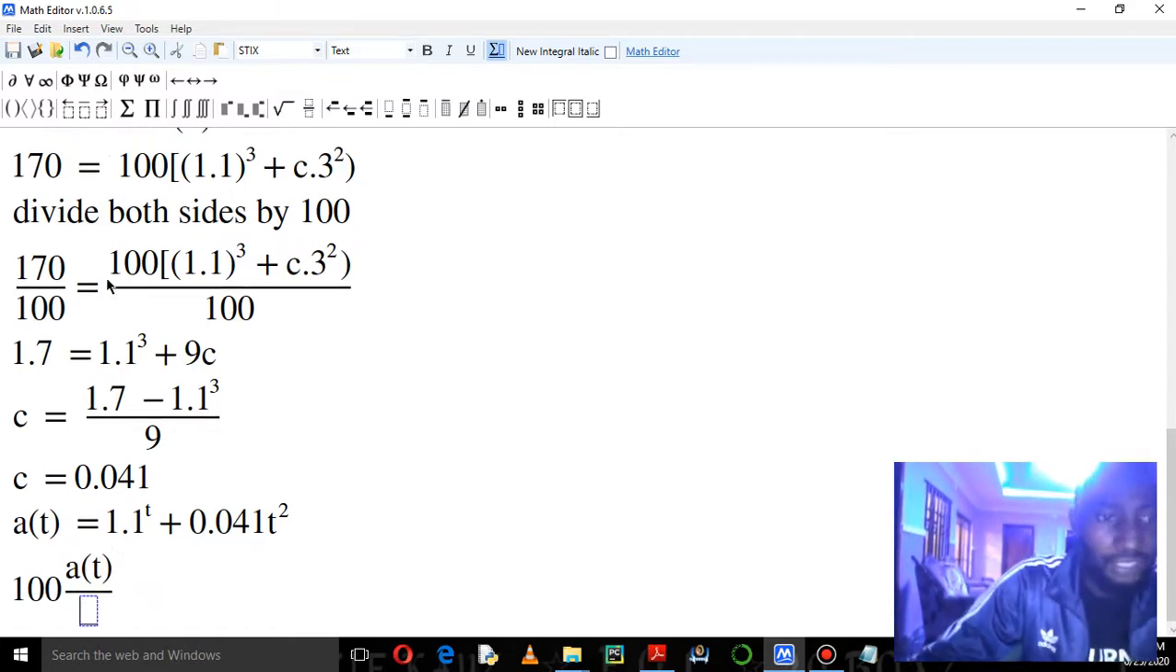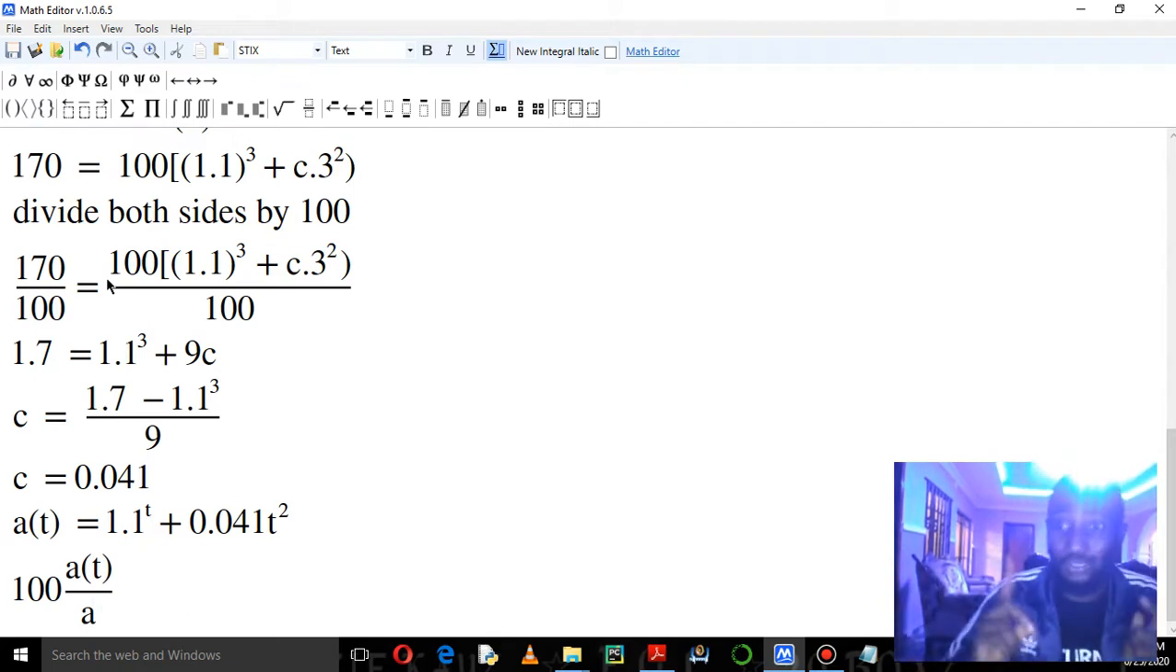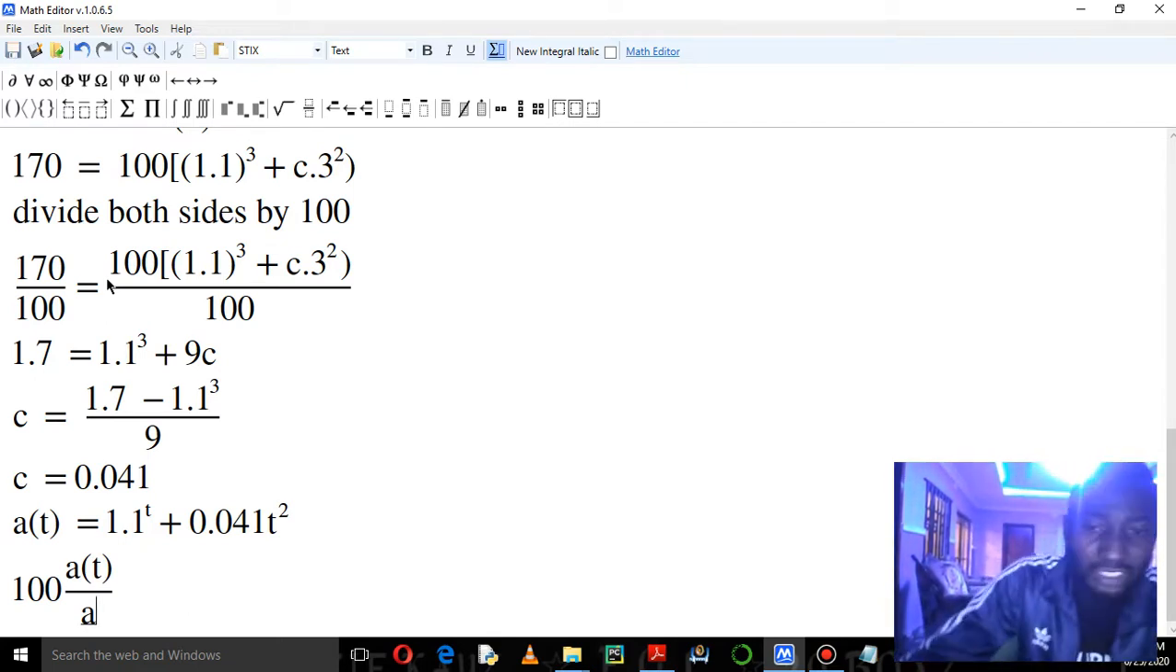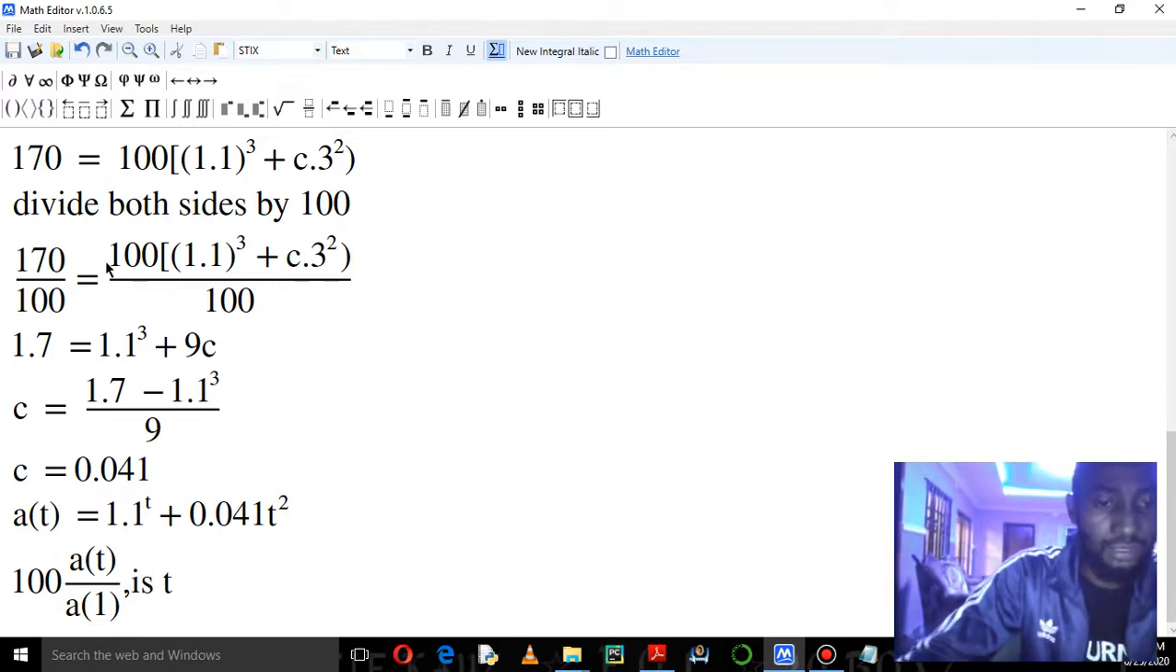It's A of t all over what? Because it was invested at time t equals 1, not t equals 0, so we are using this formula, A of t all over A of 1. So it's just the same thing as what I've taught you in the previous videos. Do you understand?